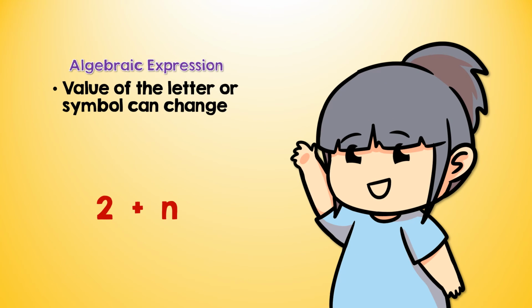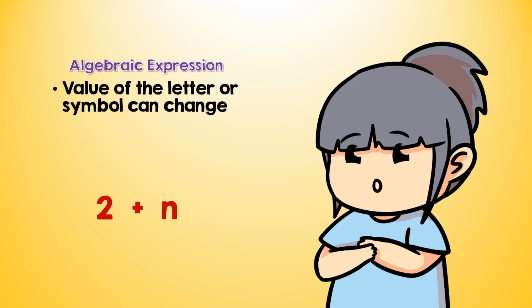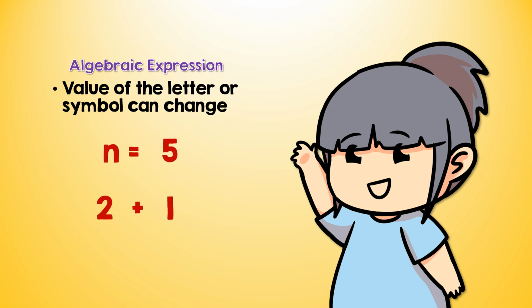So to add on to algebraic expression, the value of the letter or symbol can change, meaning the value of n can change. We can say that the value of n here is equal to 1. So we replace n with 1. So the algebraic expression would be 2 plus 1. We can also change the value of n to 5. So we replace n again with 5, making the algebraic expression 2 plus 5.